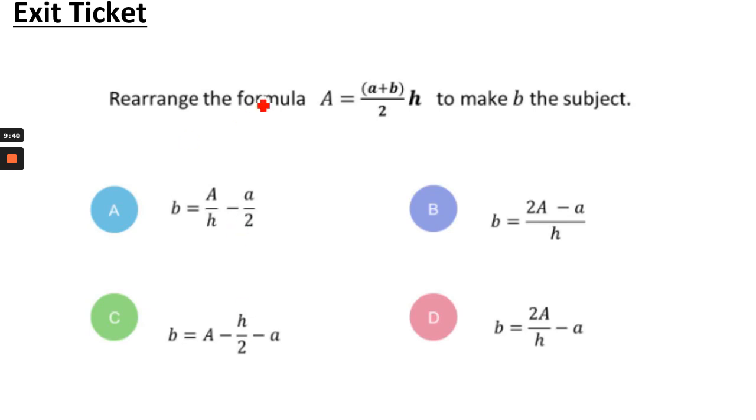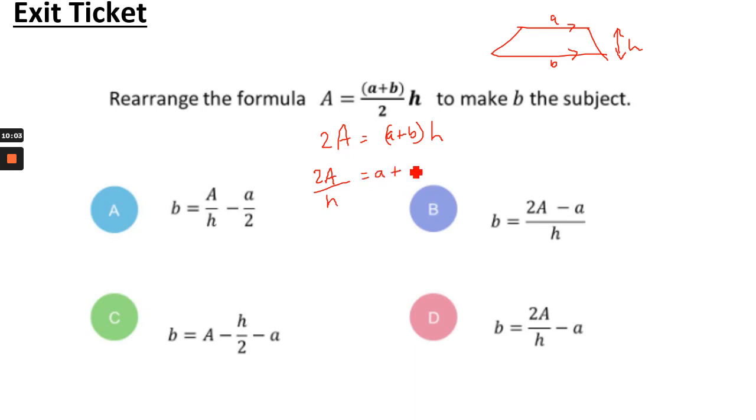Okay, now this formula you should recognize is actually the formula for a trapezium. So we've got half of the parallel sides added together multiplied by the perpendicular height. So to make b the subject, if we times both sides by 2, we get 2a equals a plus b times by the height. If we divide both sides by the height, so 2a divided by h equals a plus b, and then I can subtract a. So 2a over h subtract a is equal to b.